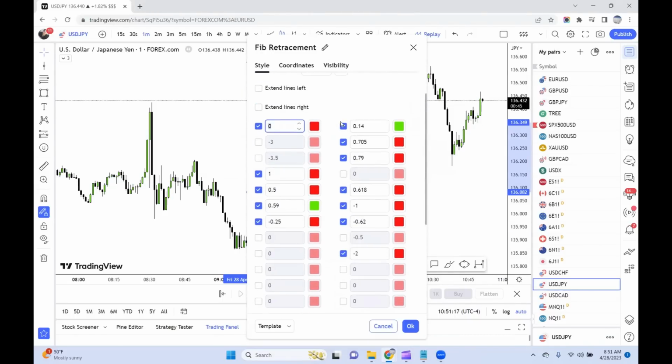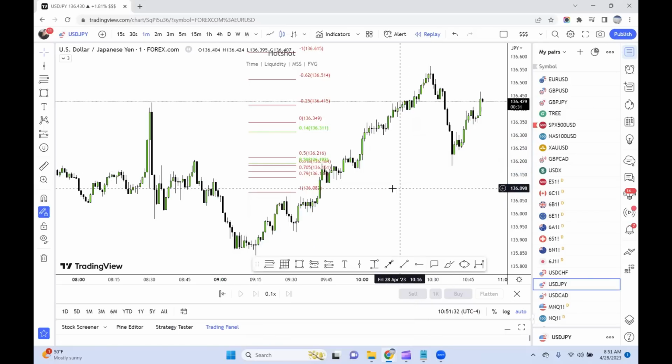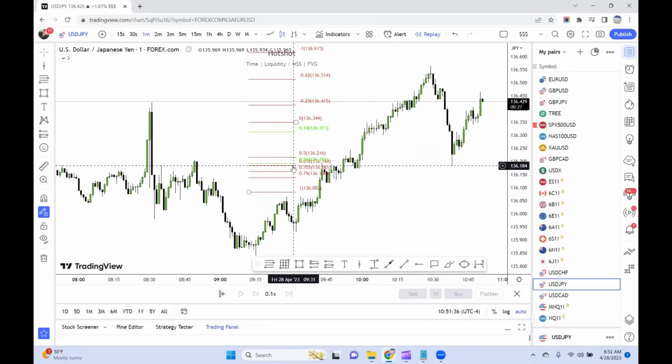Now, these two levels right here, these green ones, are not necessary, but I added them. I think that they are necessary for sure. They're not necessary from ICT's teaching in the optimal trade entry primer video and the pattern recognition series. He doesn't really use them, but I think they're highly necessary, and I'll explain why.